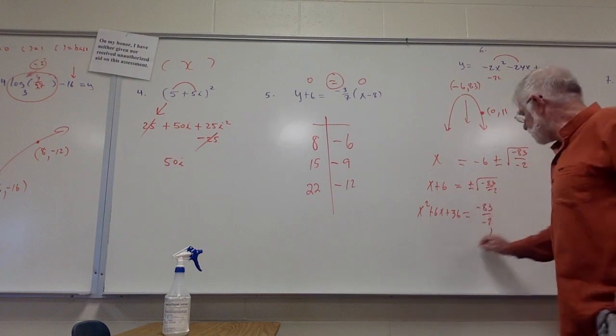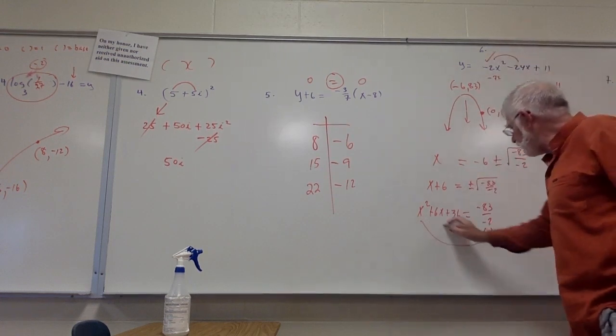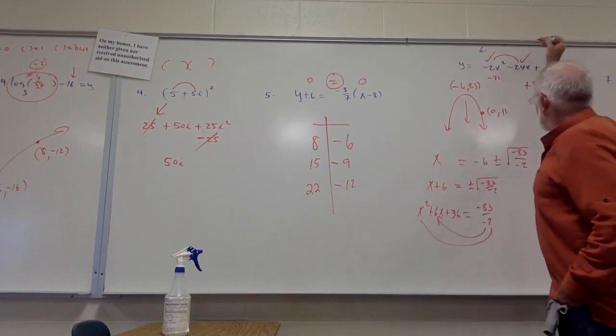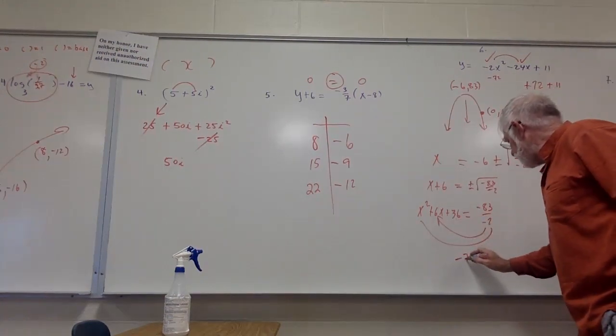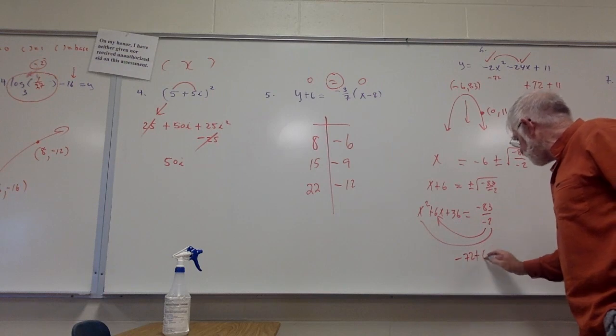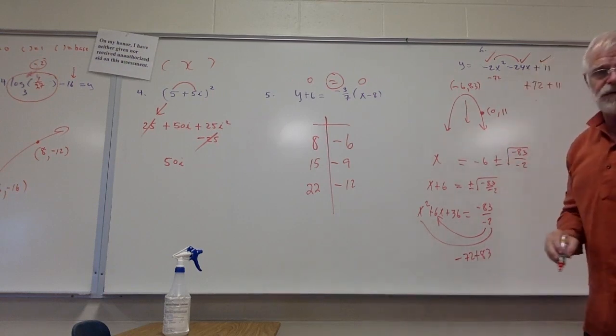What's negative 2 times x squared? Negative 2x squared. What's negative 2 times 6x? Negative 24. What's negative 2 times 36? Negative 72, and then I add 83. And that looks like positive 11. By God, I'm back to where I started from.